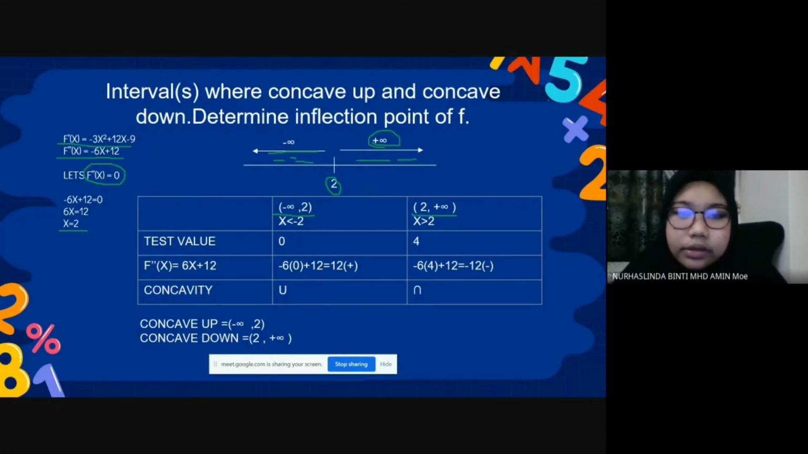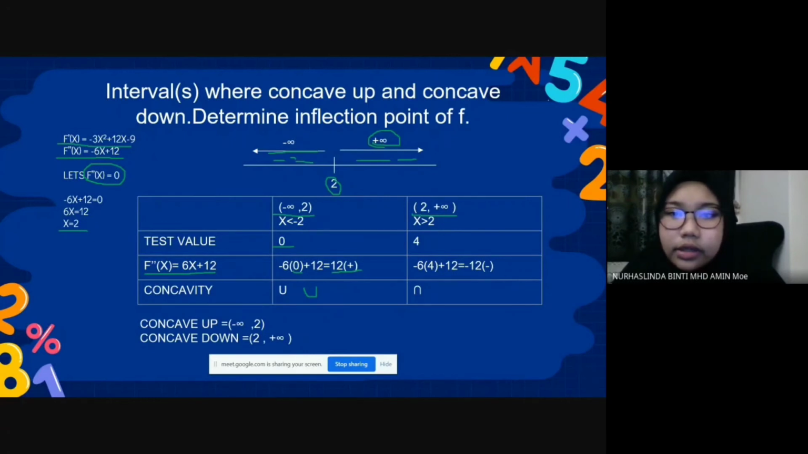For the first one, x is smaller than 2. So our test value is 0. This is our second derivative equation. We replace x with 0, and we get 12, which is positive. So the concavity should be a smiley face, or going up, because it's positive.